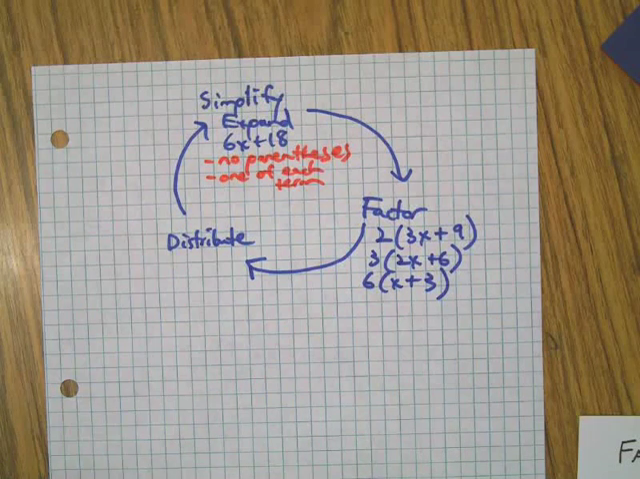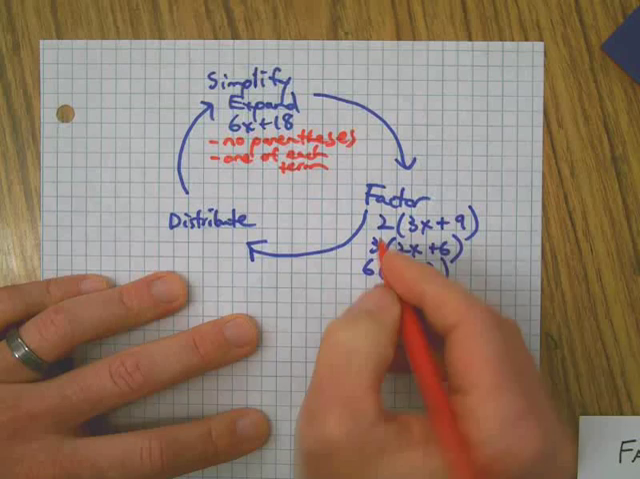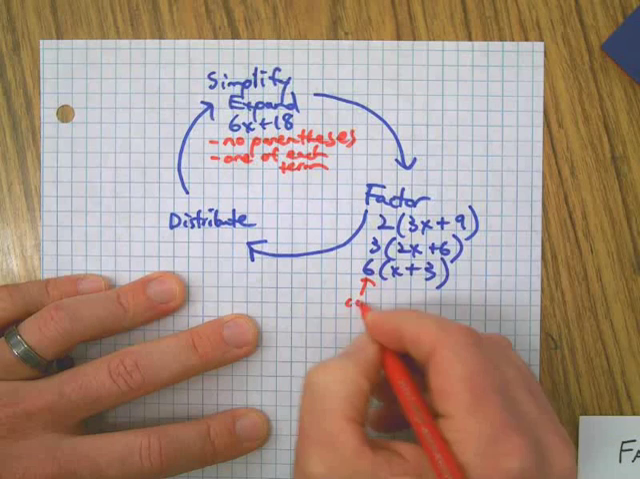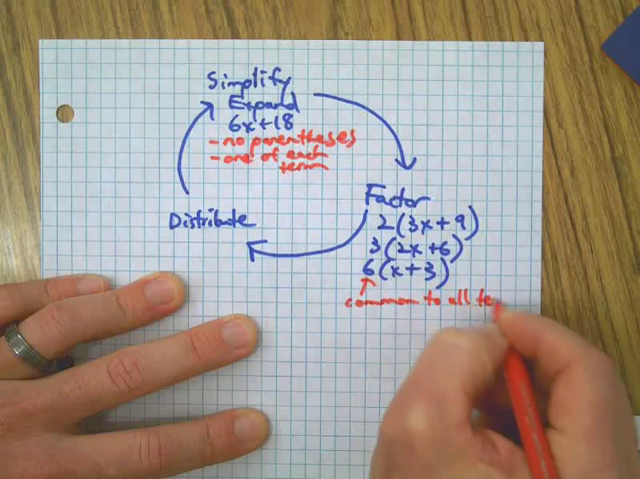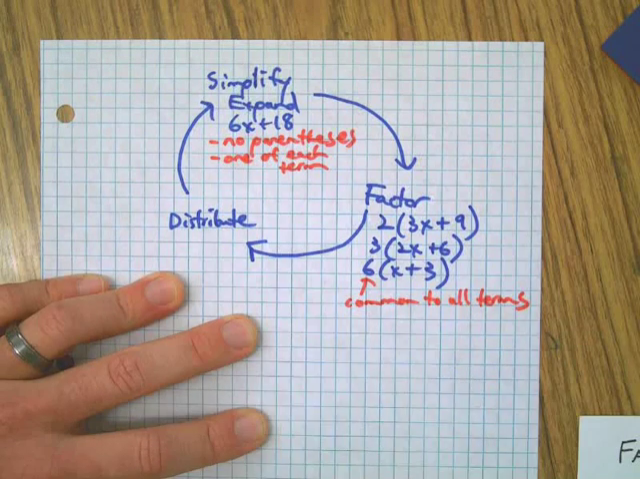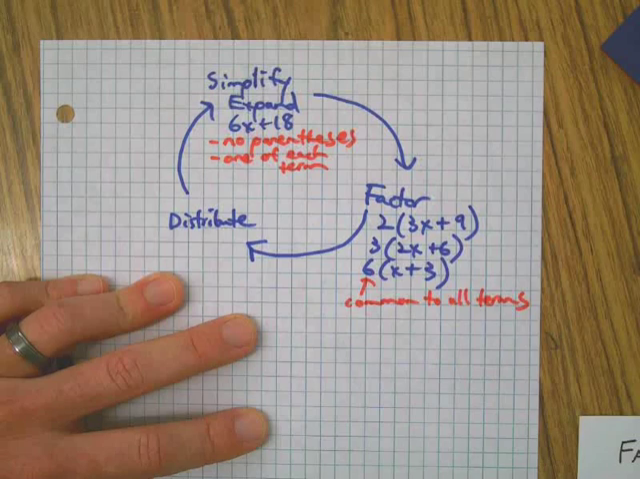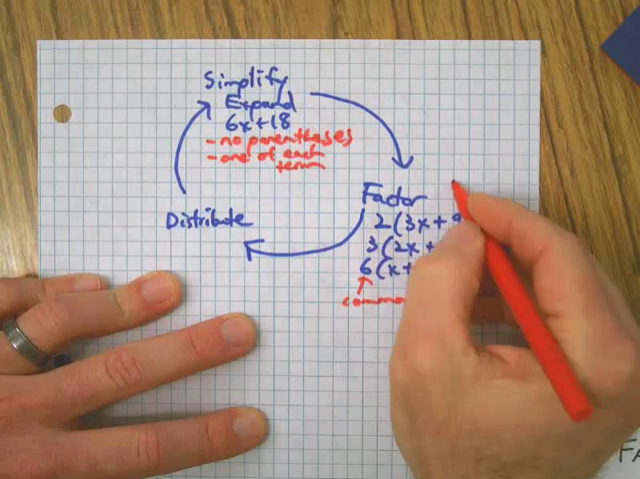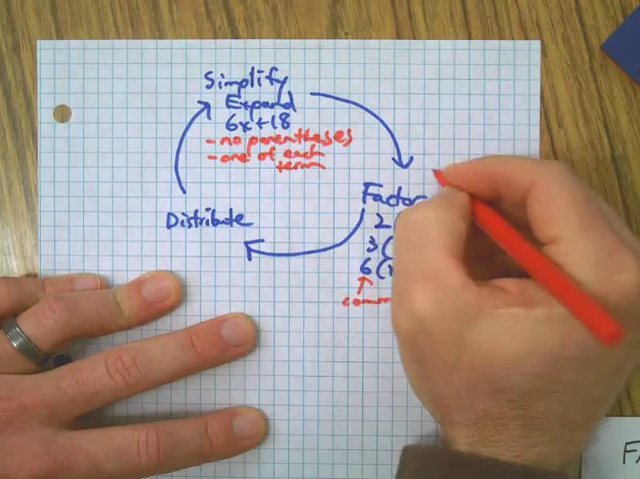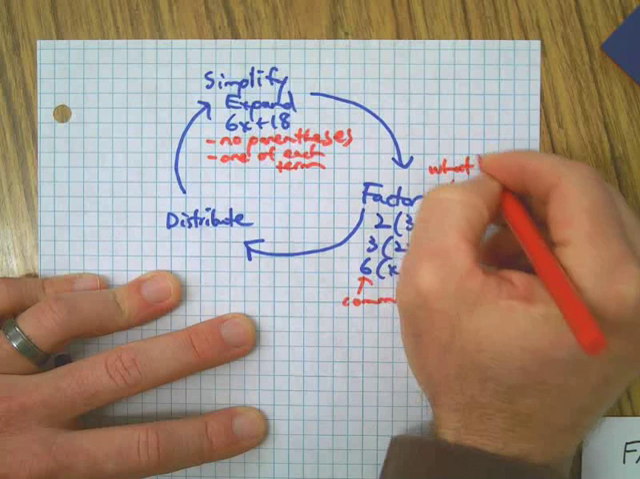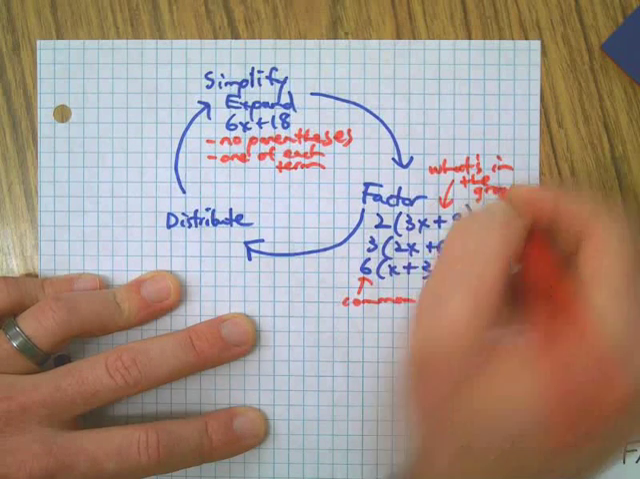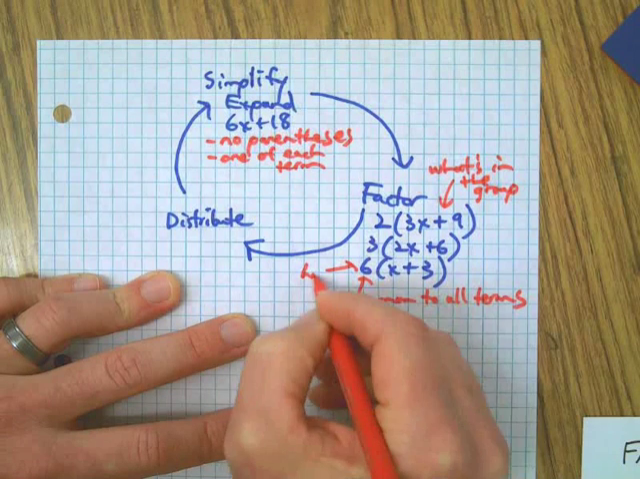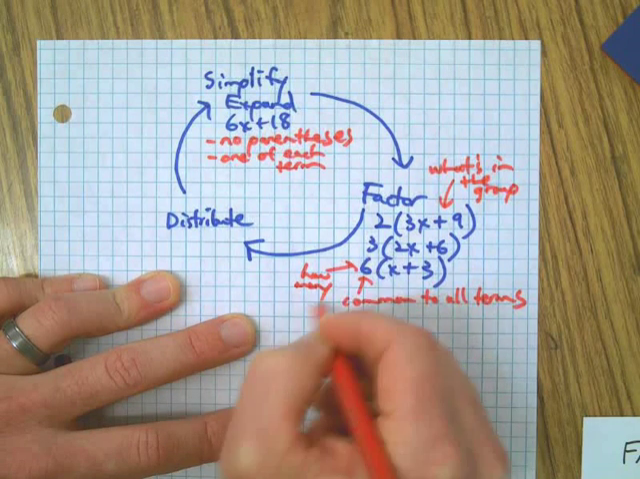Right? But the key to keep in mind here, what's the same with all of these things, is that this is common to all terms. In this case, we only have 2 terms, so it's common to both terms. But whatever number is outside the parentheses tells you how many groups are in there. This is what's in the group, and the outside is how many groups.